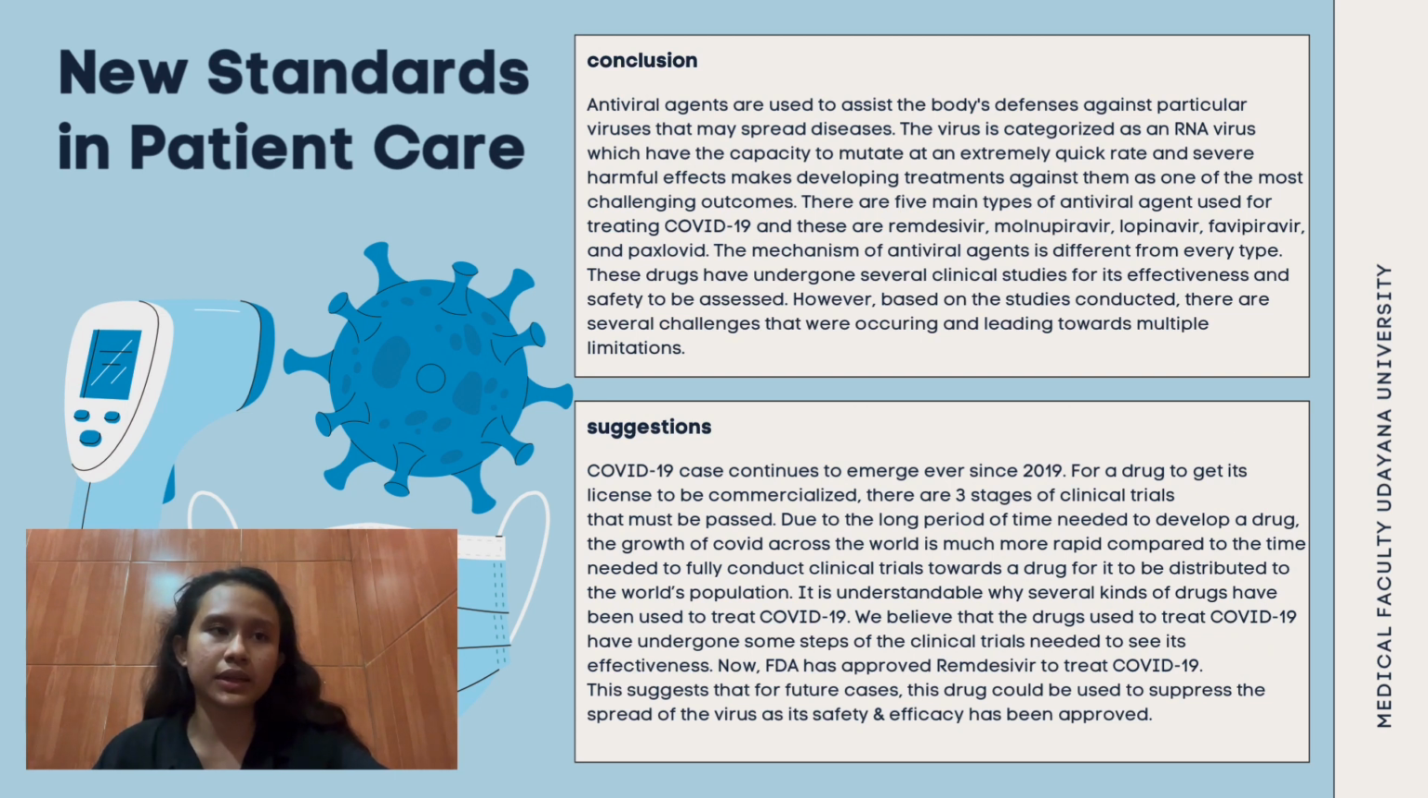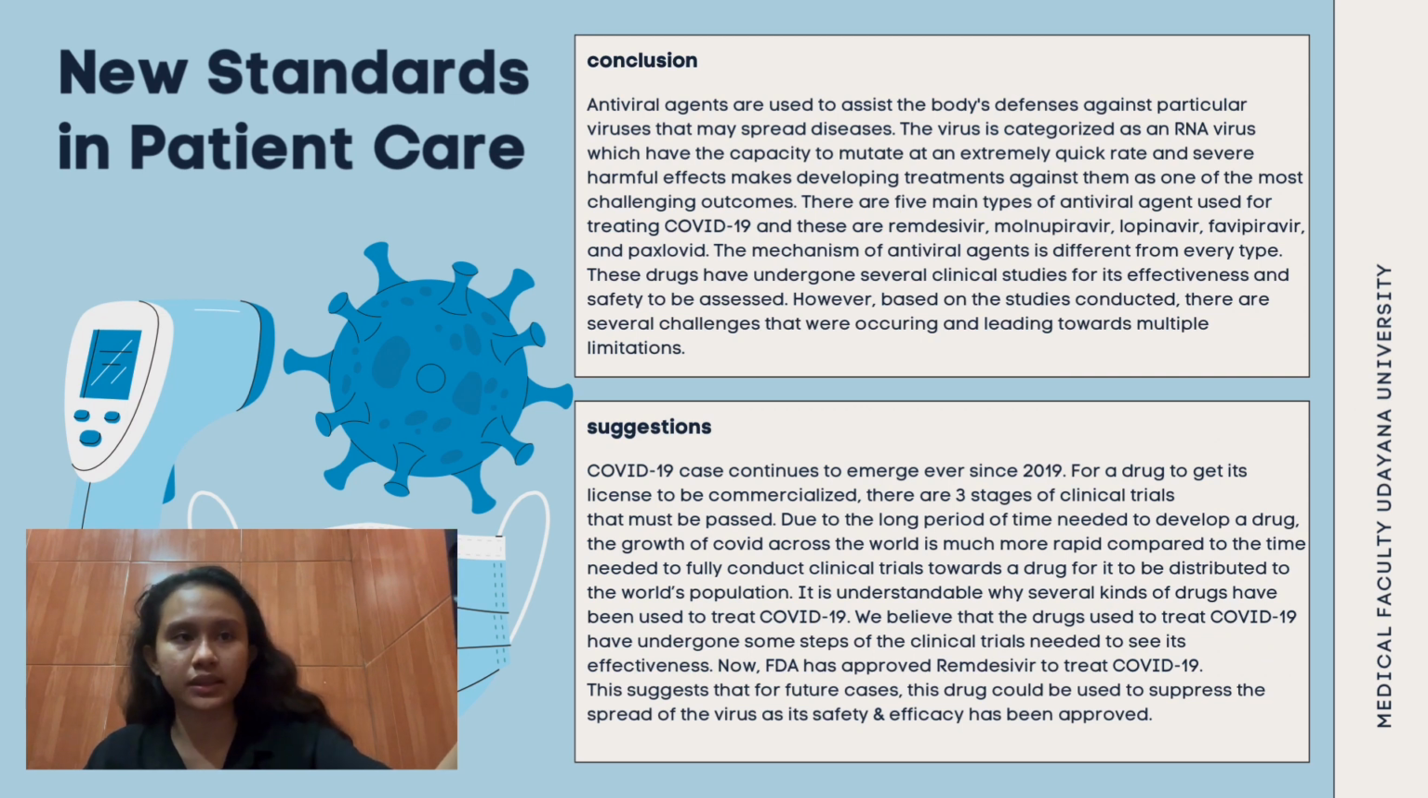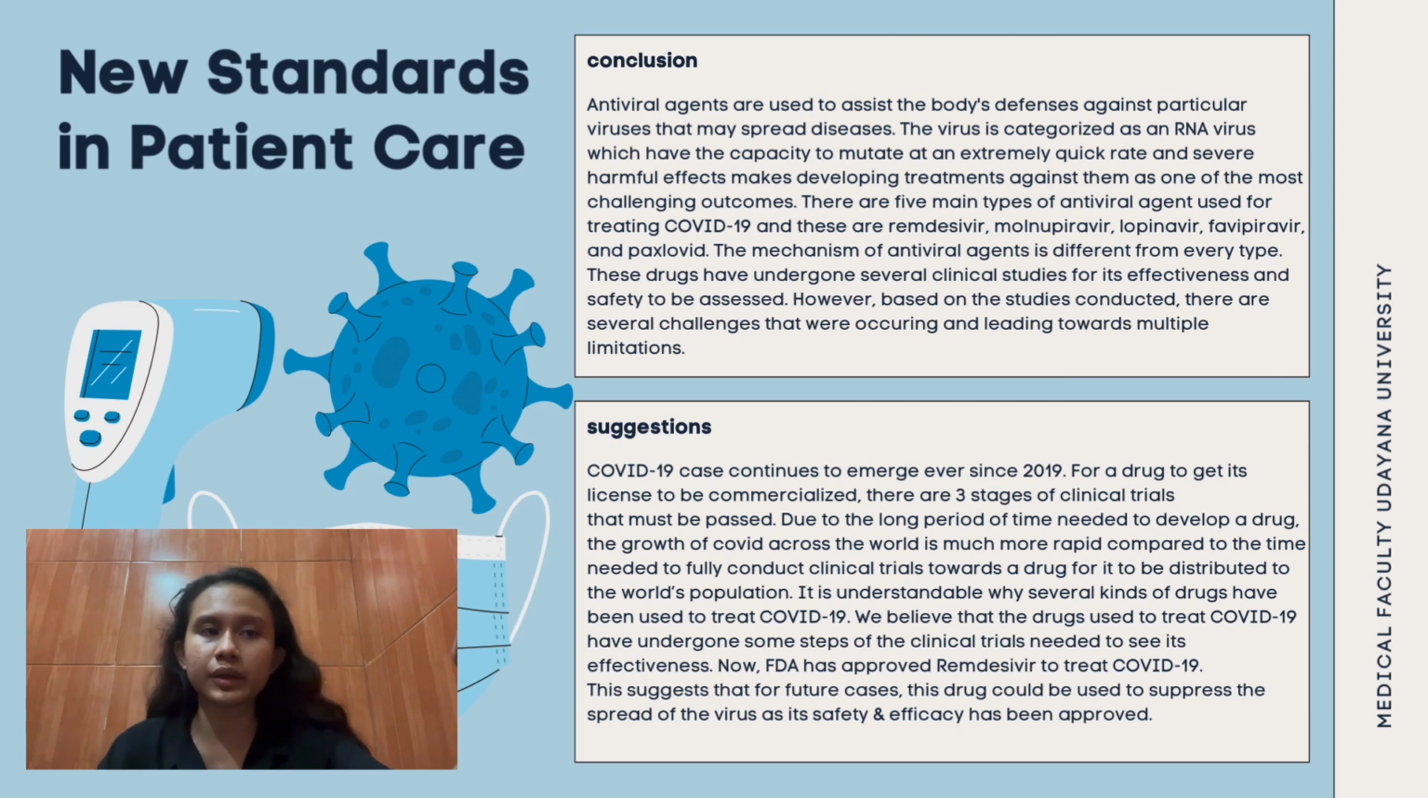As of December 2020, the only Food and Drug Administration or FDA approved drug to treat COVID-19 is remdesivir, as I mentioned before. This suggests that for future COVID-19 cases, the antiviral drug should be used to suppress the spread of COVID-19, as its safety and efficacy have been proved. Furthermore, the urgent need of prescribing approved drugs to treat COVID-19 is essential to reduce the mortality rate of COVID-19 itself. So that's all that I can say for the conclusion and suggestions.